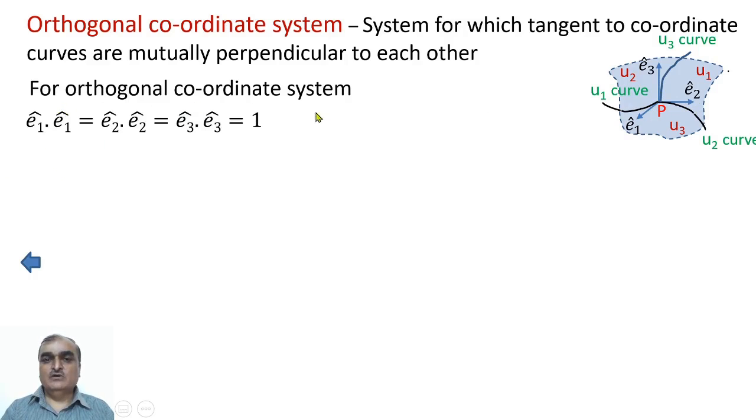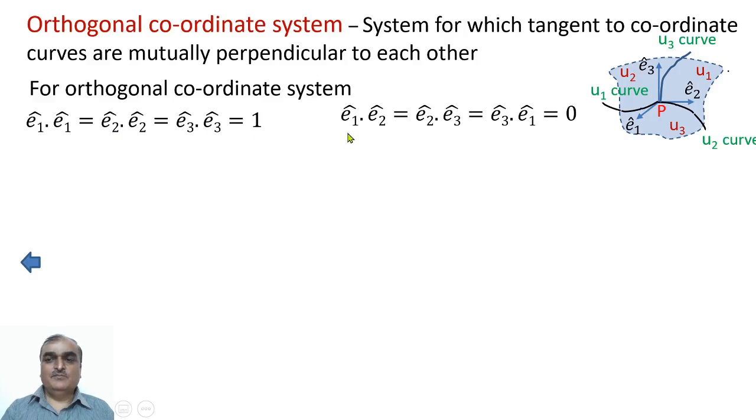Then for orthogonal coordinate system, the dot product of unit vector with itself is equal to 1. When we take dot product of unit vector with itself, then dot product is its magnitude into cosine of the angle. The angle is 0 and cos 0 is equal to 1. Therefore, E1 dot E1 is equal to E2 dot E2 is equal to E3 dot E3 is equal to 1.